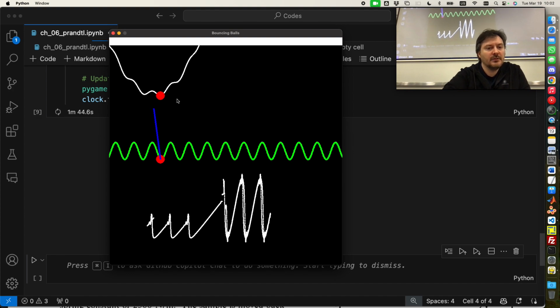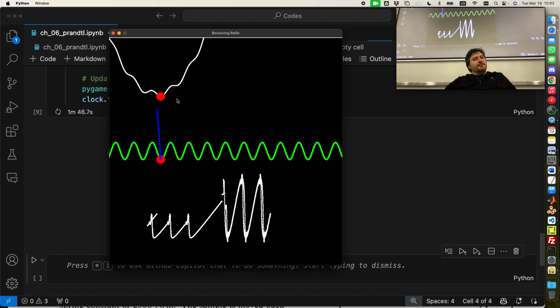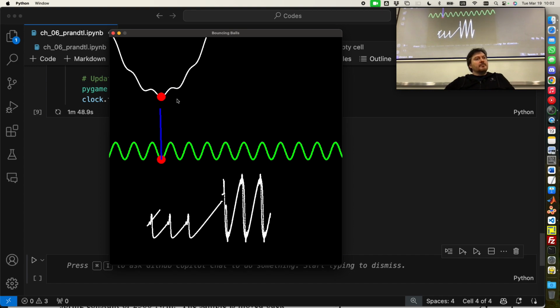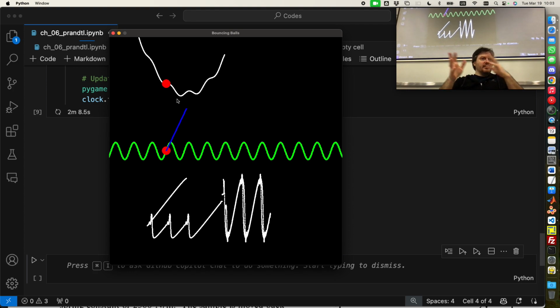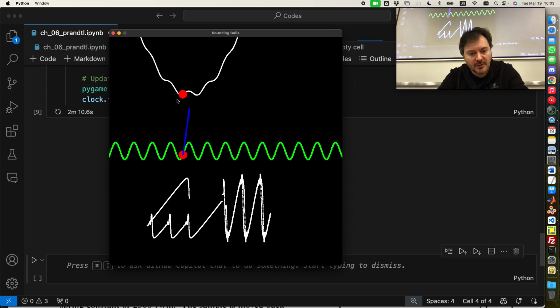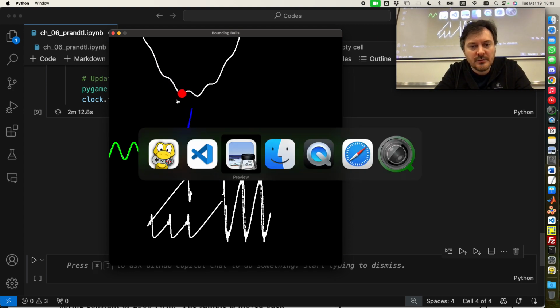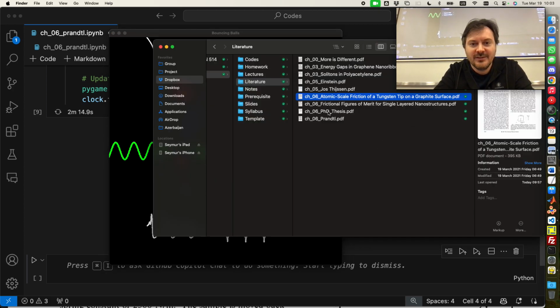Yes? In the previous one, the velocity scenario, the slip stick regime was bouncing twice as much. Yes, very good. So as you increase the velocity, as you change all those parameters, every now and then you enter these different regimes. Let me show you my PhD thesis.